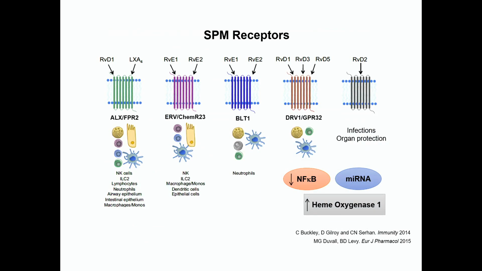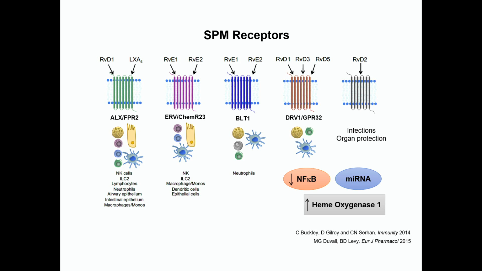These bioactive mediators engage specific receptors, many of which, but not all of which, have been identified. These are expressed in a cell type specific manner, and they have some ligand specificity, but as you can see, some of these actually recognize more than one of these SPMs. And this leads to cell type specific actions based on their expression.